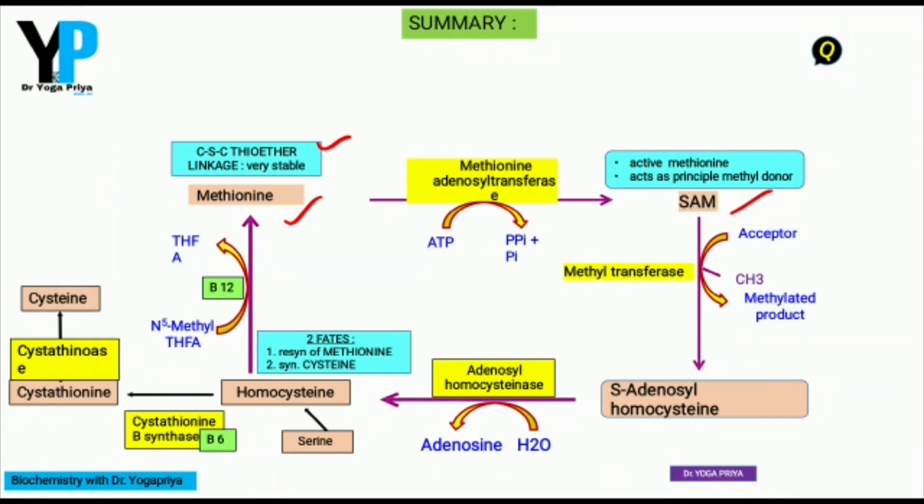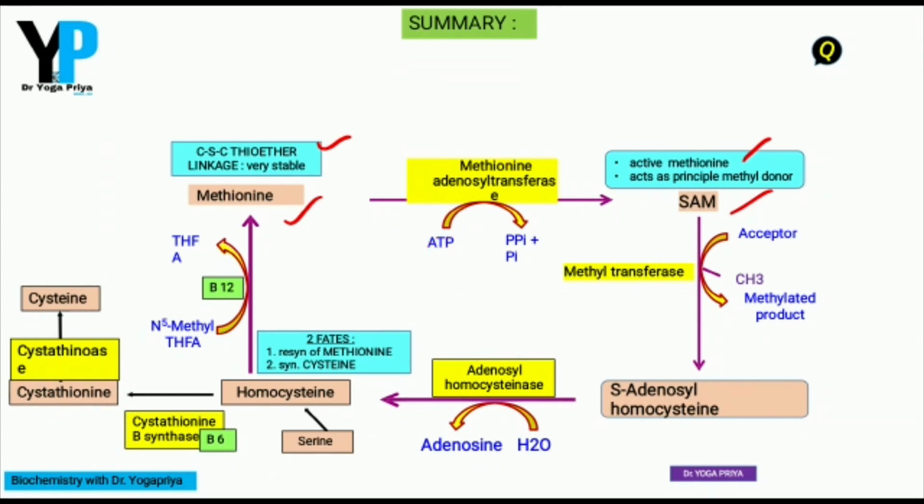So the first step in the metabolism of methionine is activation of methionine to SAM, that is S-adenosyl methionine. It is an active methionine and it also acts as a principal methyl donor. How is this S-adenosyl methionine formed from methionine? That is with the help of the enzyme called methionine adenosyl transferase. It is called adenosyl transferase because it transfers the adenosyl group from the ATP to the sulfur atom seen in the thioether linkage of methionine.